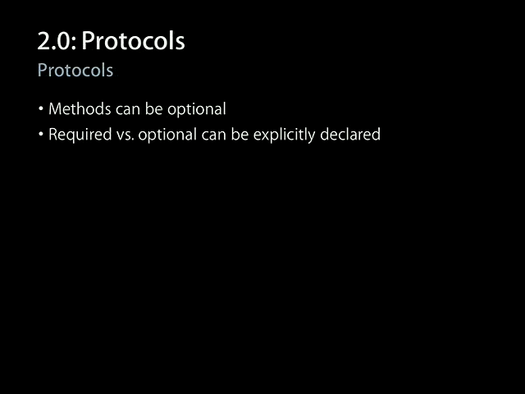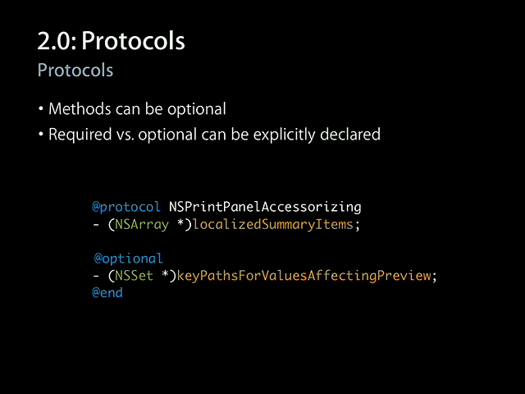And then with protocols, we've added the ability to declare methods as being optional. Formally, with protocols, every method declared in the protocol had to be implemented in your class to achieve conformance. This is no longer the case. So this is a protocol in the AppKit, NSPrintPanelAccessorizing, for accessorizing your print panels. You can put rings and earrings and beads on it. And you have an optional method here. So to conform to this protocol, you implement the first method. You can optionally provide the second method, and the compiler can validate everything.